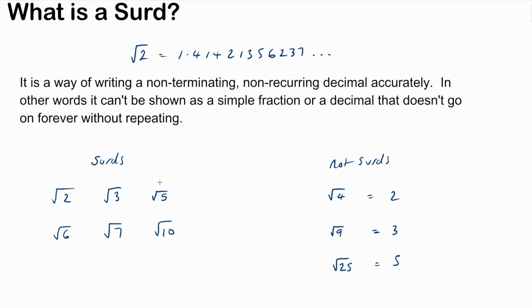So what's a surd? Well, a surd looks like the square root of a number. So in this case, we've got the square root of 2. The square root of 2 is a surd. I'll explain why in a second.